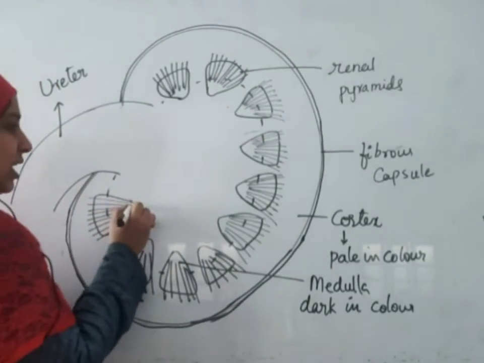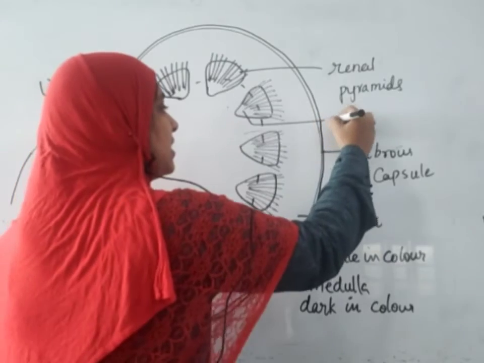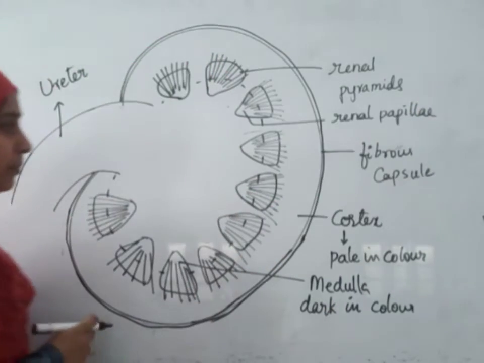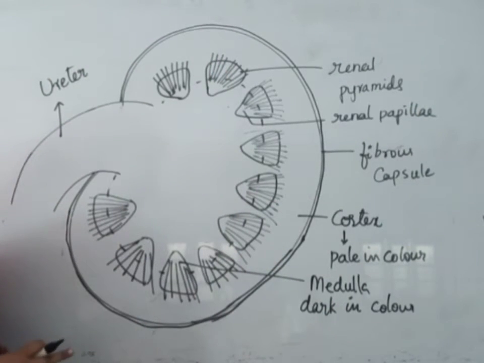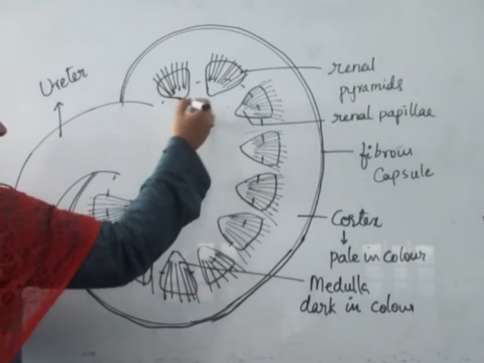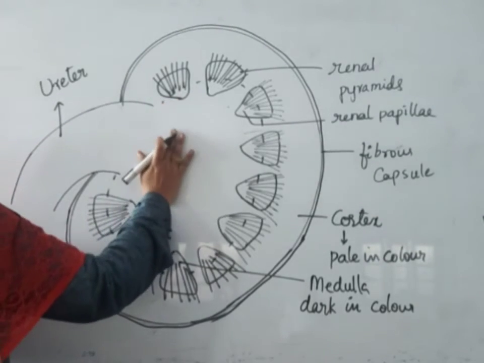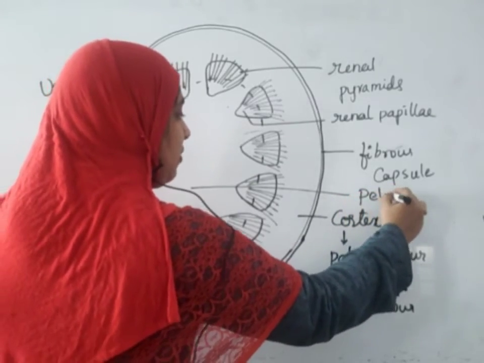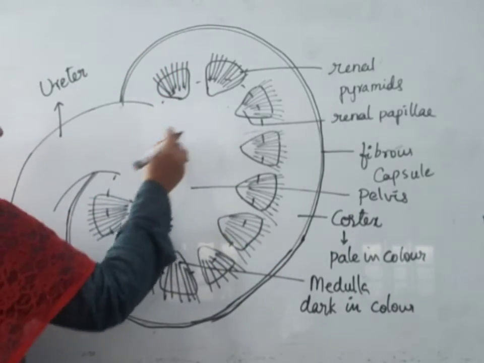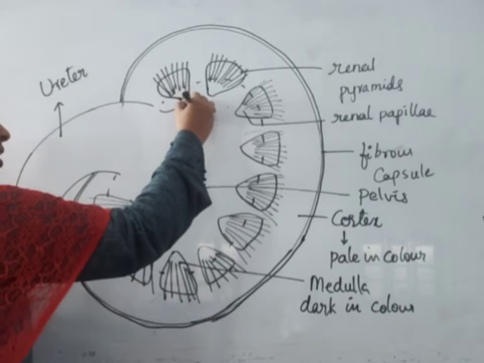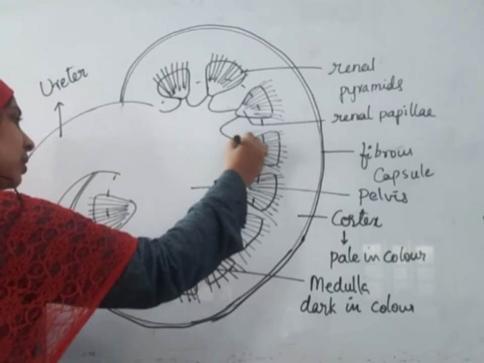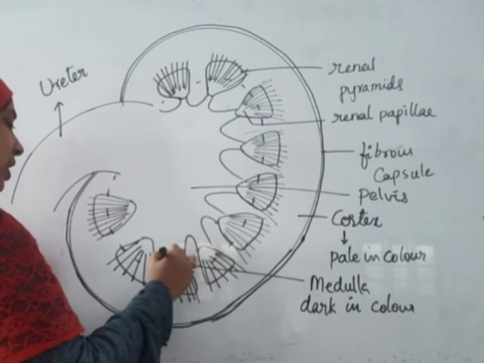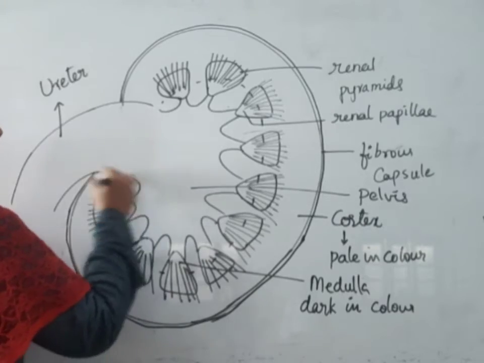Okay. The ending region of these pyramids is called the renal papillae. At the end of the renal papillae, this region is called the pelvis. This central region is called the pelvis. Near the renal papillae, this pelvis will make some structures like this. The ending of the pelvis has some extensions like this.